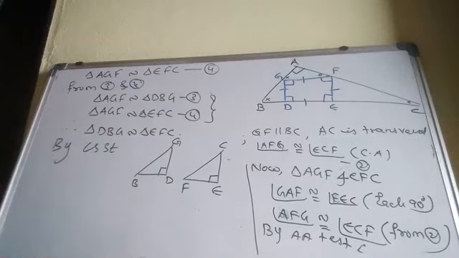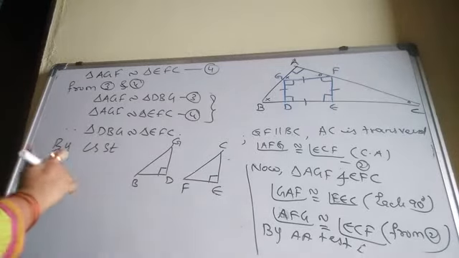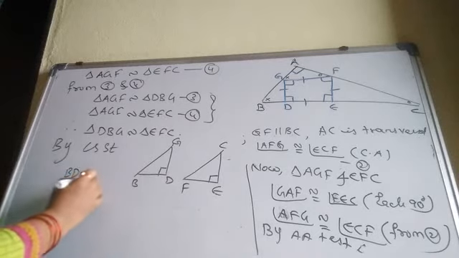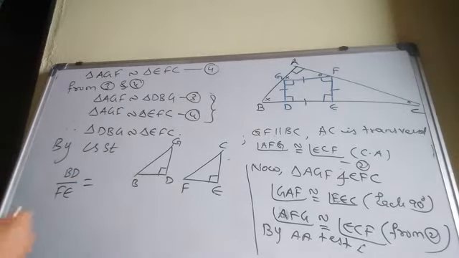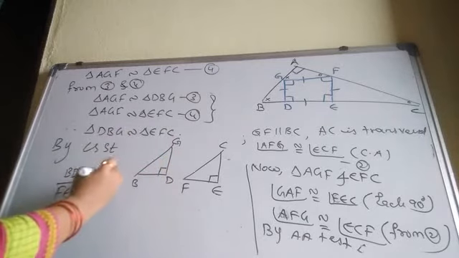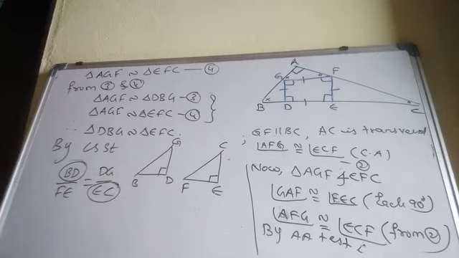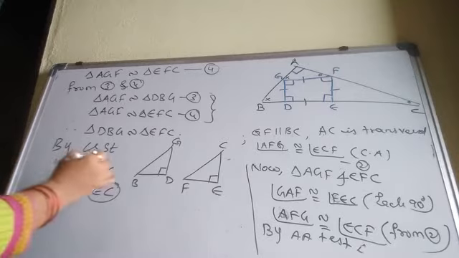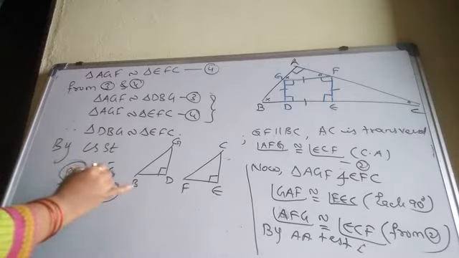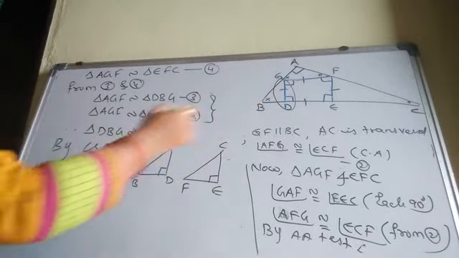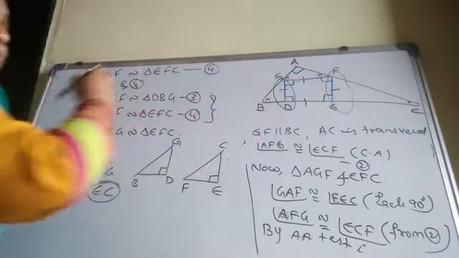Now, we will write BD upon FE is equal to DG upon EC. See, BD, EC we got, RHS we got. Remaining what? DE square, LHS. So these will be equal. These are what? DG and FE. These are the sides of the square.